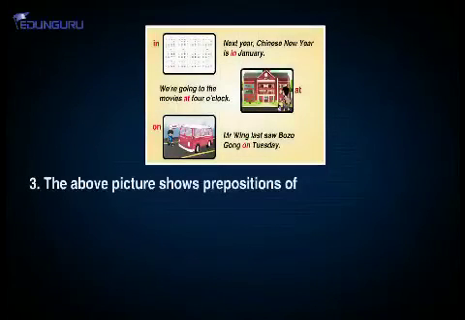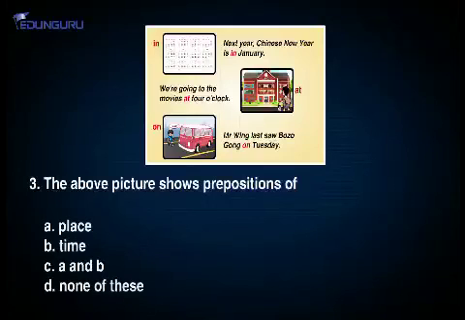Question number 3. The above picture shows prepositions of option A. Place, option B. Time, option C. Both A and B, option D. None of these.